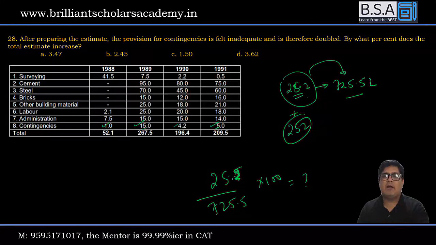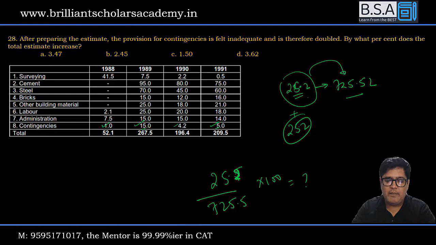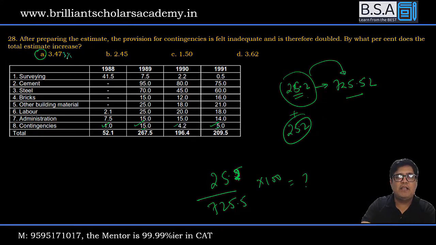Extra to same number होगा. So divide that extra upon 725.5. 25.2 divided by 725.5 into 100 as a percentage. It is 3.473. Precise 3.473 percentage.